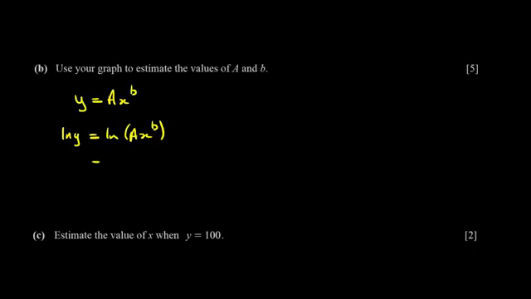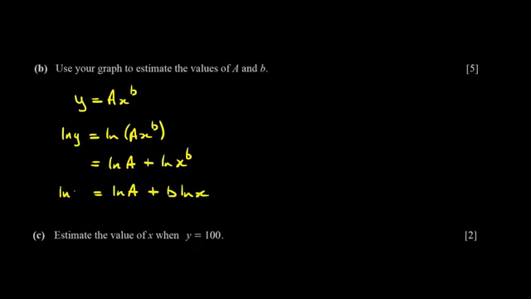And I can use the log rules to split this up. I'm going to get ln a plus ln x to the power of b. And the log rule there is the log of a times b is equal to the log of a plus the log of b. And then I can use another log rule to deal with that b and bring it down to the front. So in the end, what I'm going to get is ln a plus b ln x.